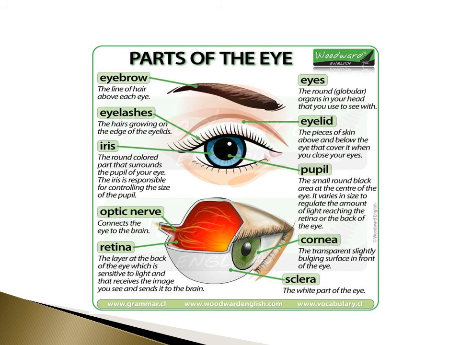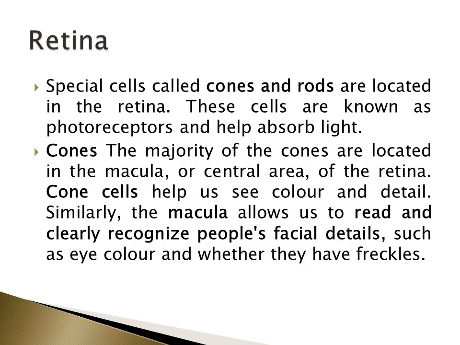We also have the sclera, the white part of the eye. In our eyeball, it is the white part. And then lastly we have the retina, the layer at the back of the eye which is sensitive to light and that receives the image that you see and sends it to the brain. So the retina is the sensitive part. The image is placed upside down. When you see an object, it is placed upside down, and then it is sent to our brain.